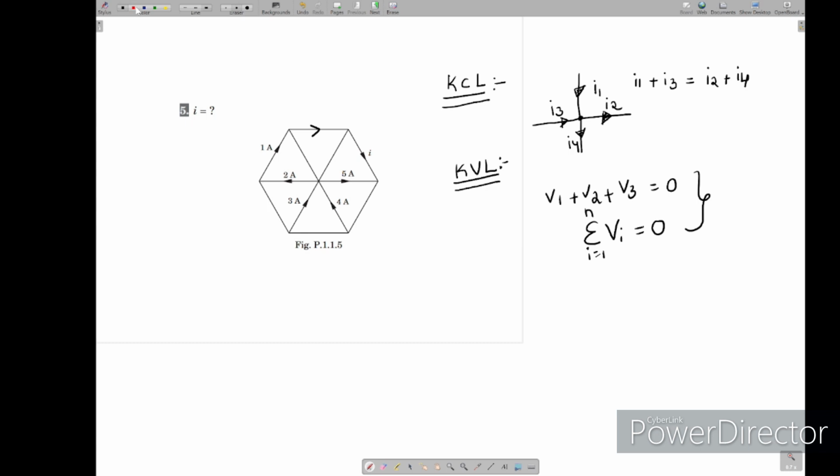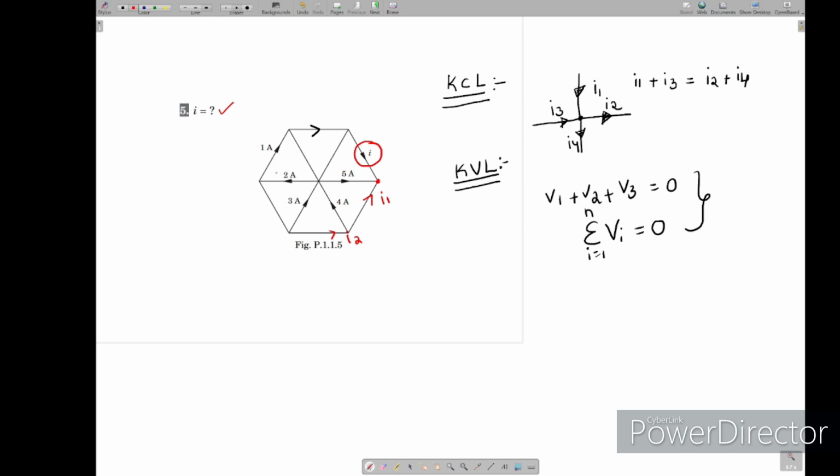So let's come to our problem. Here he is asking what is I in the problem. So this is I. If you want to find this I, take this junction. This current we should know. This current I will take as some I1. To know this one, we should know this current. This I will take as I2. Now to know this I2, this current we should know.